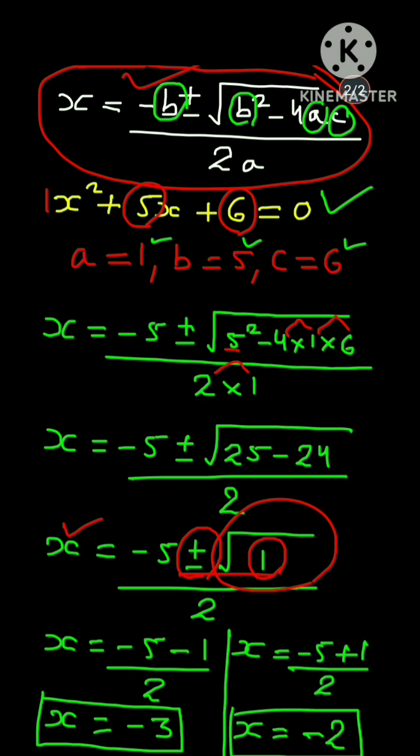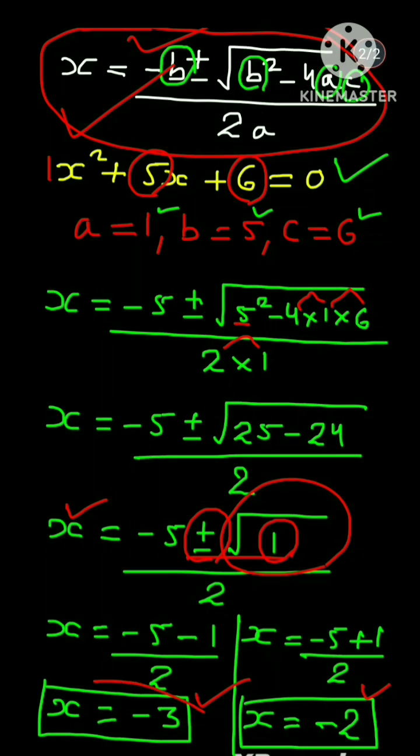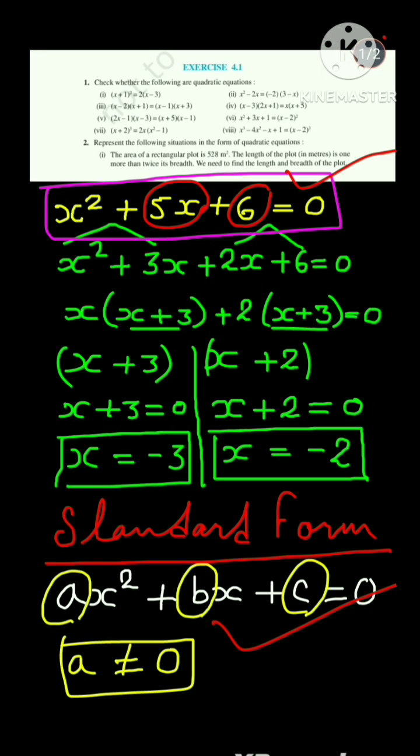In this way we have obtained two values of x. The first one is minus 3 and the second one is minus 2, by using this quadratic formula, right? And we came to know these two values of x are the same as the values which we had obtained over here through the factorization method, right?